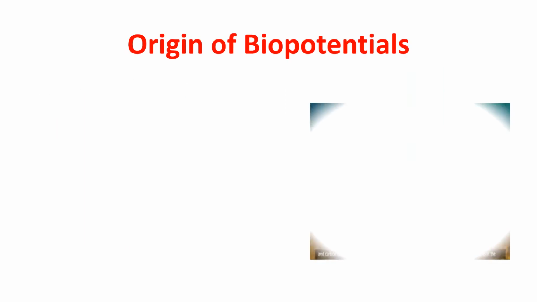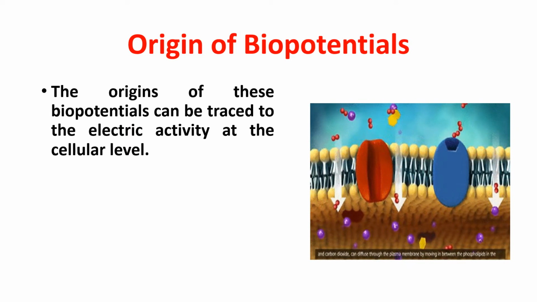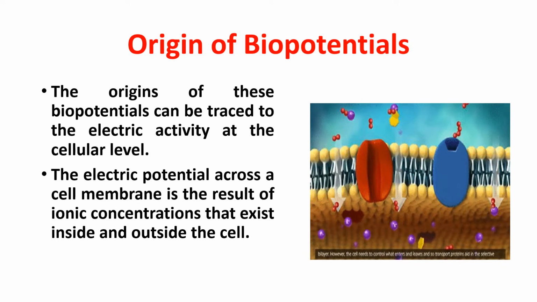The origins of these biopotentials can be traced to the electrical activity at the cellular level. The electric potential across the cell membrane is the result of different ionic concentrations that exist inside and outside the cell. The electrochemical concentration gradient across a semi-permeable membrane results in the Nernst potential.